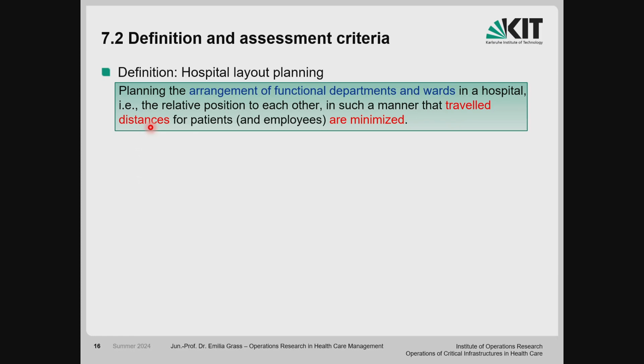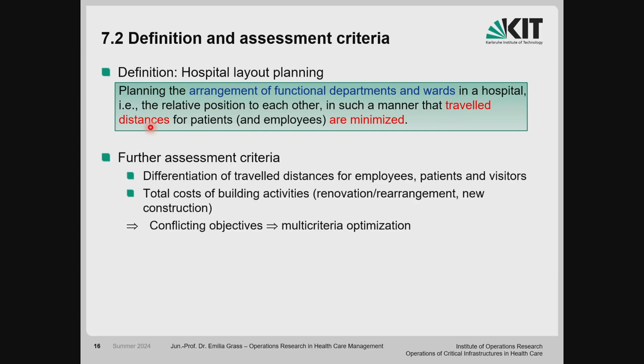Okay, we are not so focused on the costs, which are of course indirectly included, but here we try to make the distances for the patients as small as possible. Then we have different additional criteria, differentiation of travel distance for employees and patients. So, if an ill patient cannot move, this is something different than having travel time for visitors, for instance.